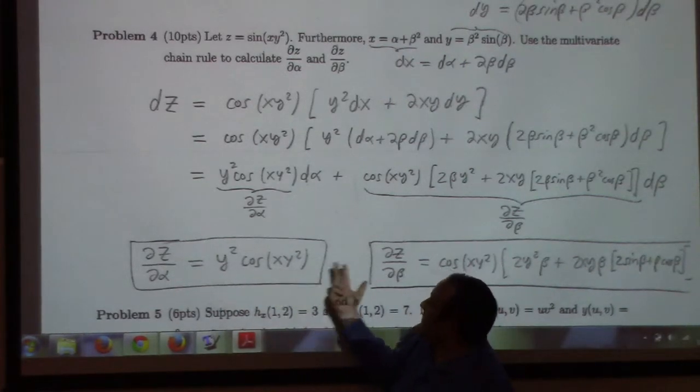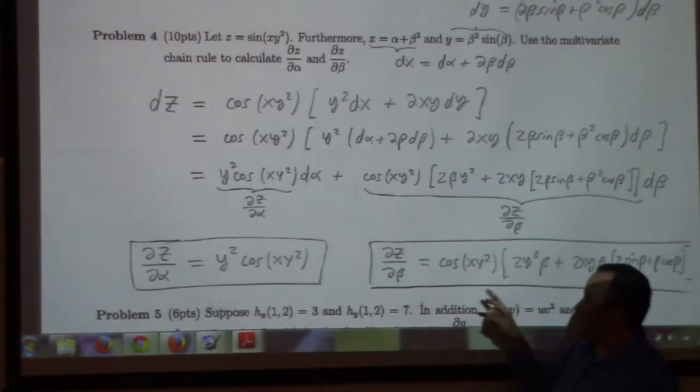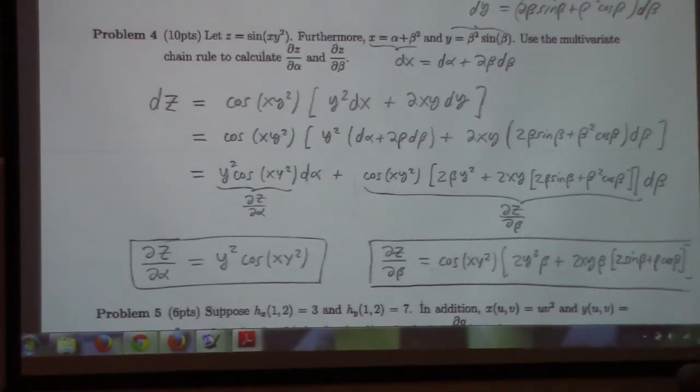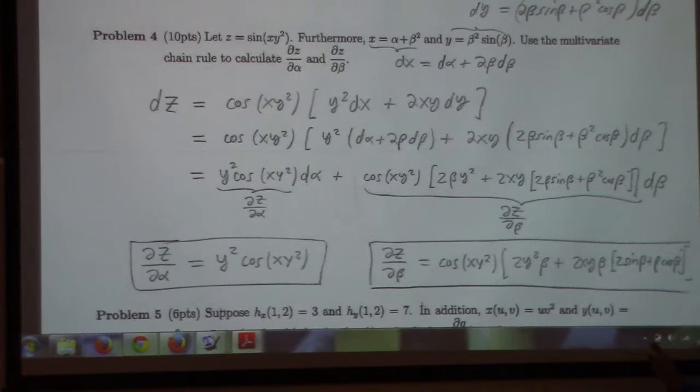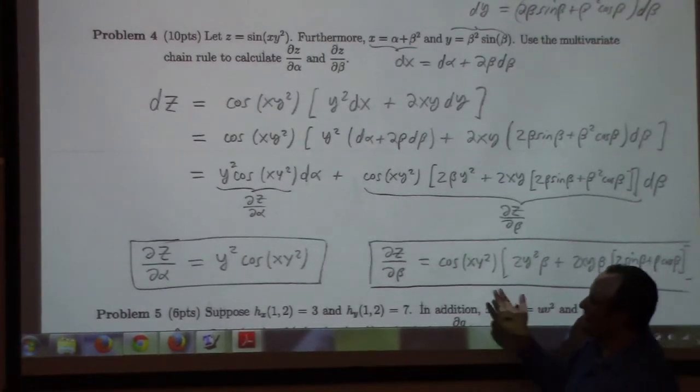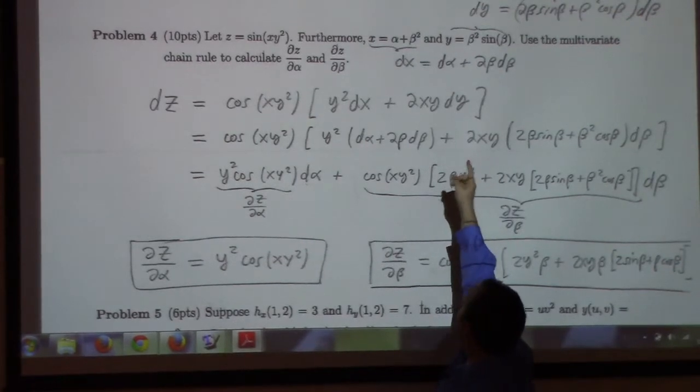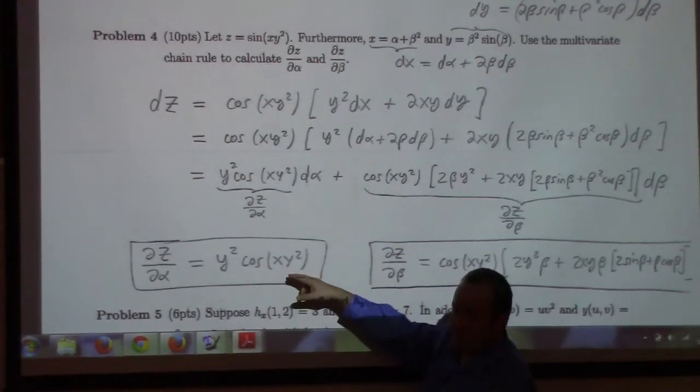I wrote the answer here in terms of x and y and z. Those are intermediate variables, right? So unless I say otherwise, let it just be understood that you can give your answer in terms of intermediate variables. You don't have to plug in. Like technically, I could plug in y is beta squared sine beta and, oh.